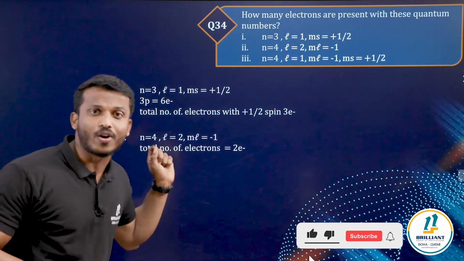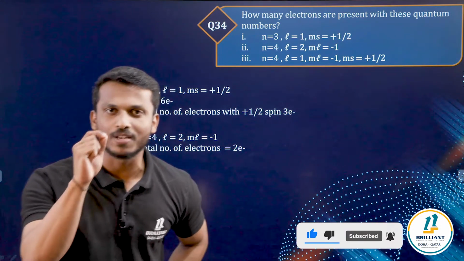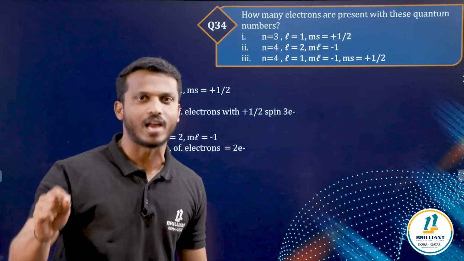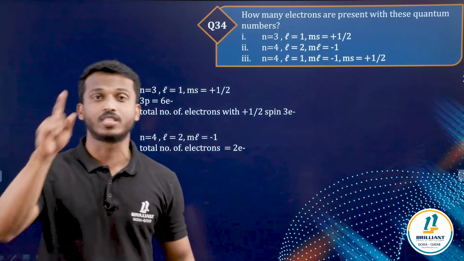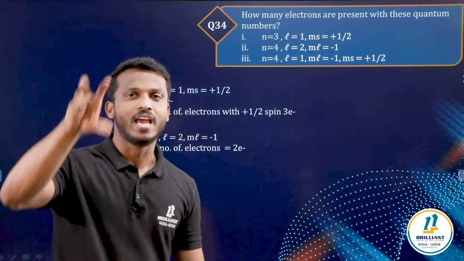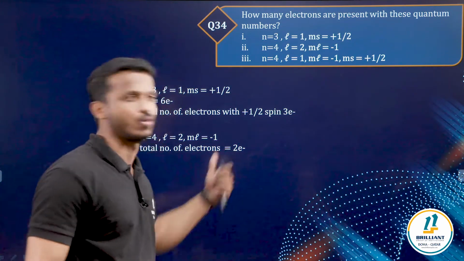If the magnetic quantum number is specified here as minus 1, if they specify a magnetic quantum number value, it indicates a particular d orbital among the 5. So this means it's confined to one orbital. In that one orbital, how many electrons can occupy? 2 electrons. So answer is 2.